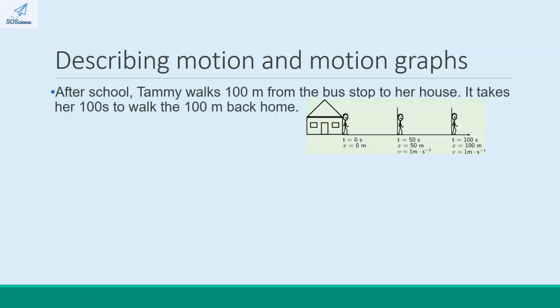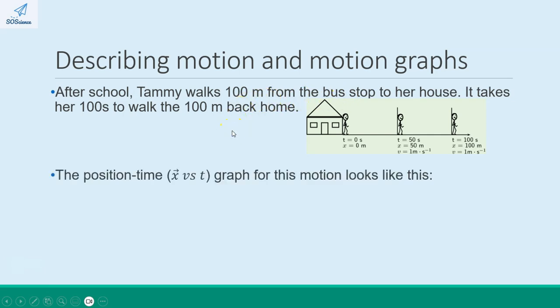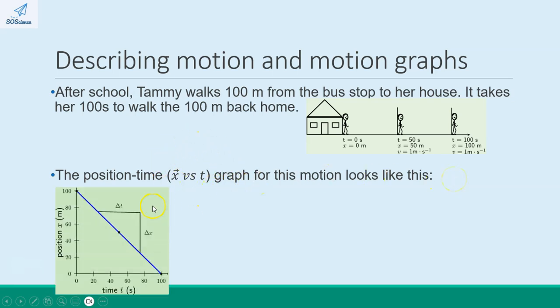Now, after school, Tammy walks 100 meters now in the opposite direction, so from the bus stop to her house. She's going to be walking at the same rate, but the direction of the bus stop is still the positive direction. So now she's going to be walking in the negative direction. So the position versus time graph for this motion looks like this.